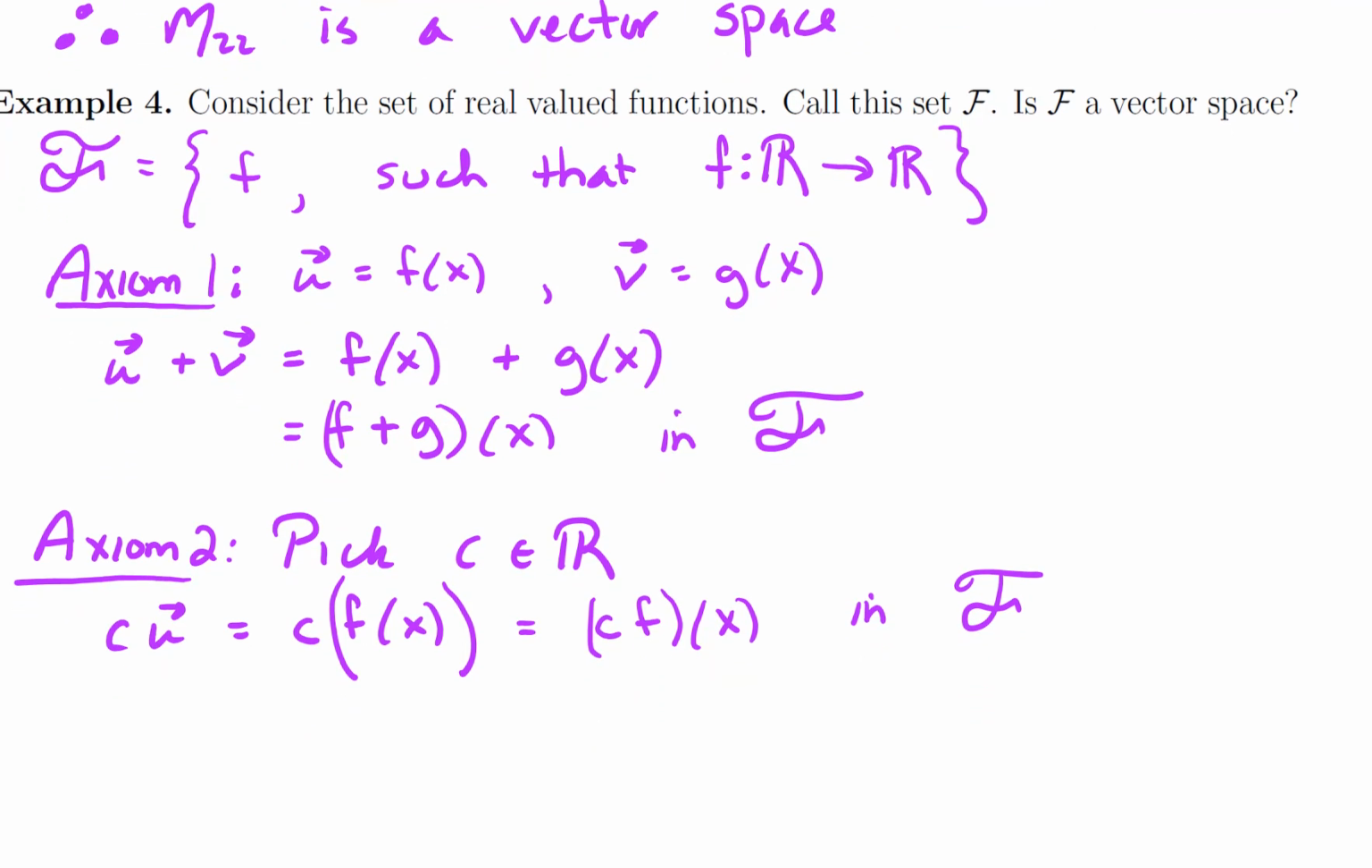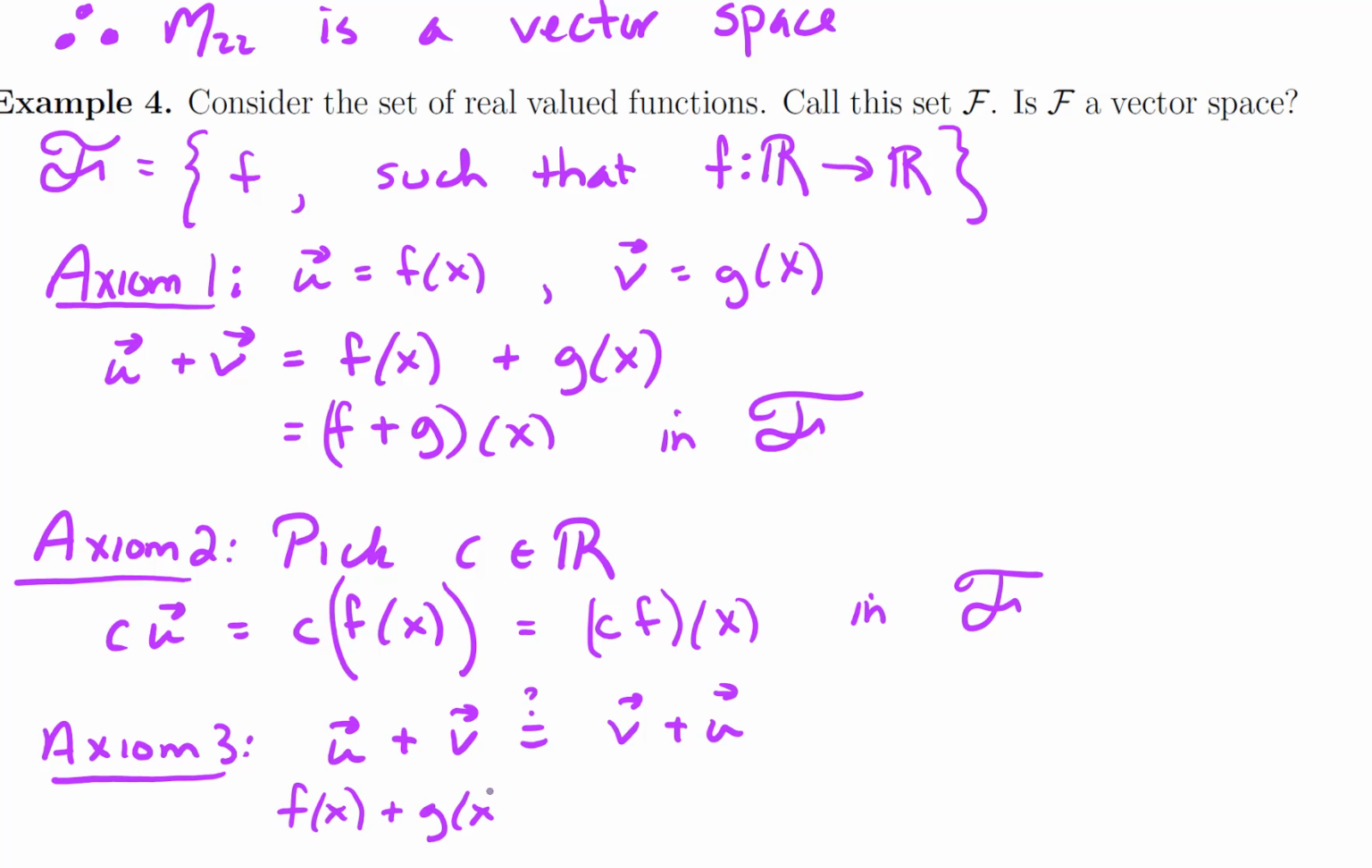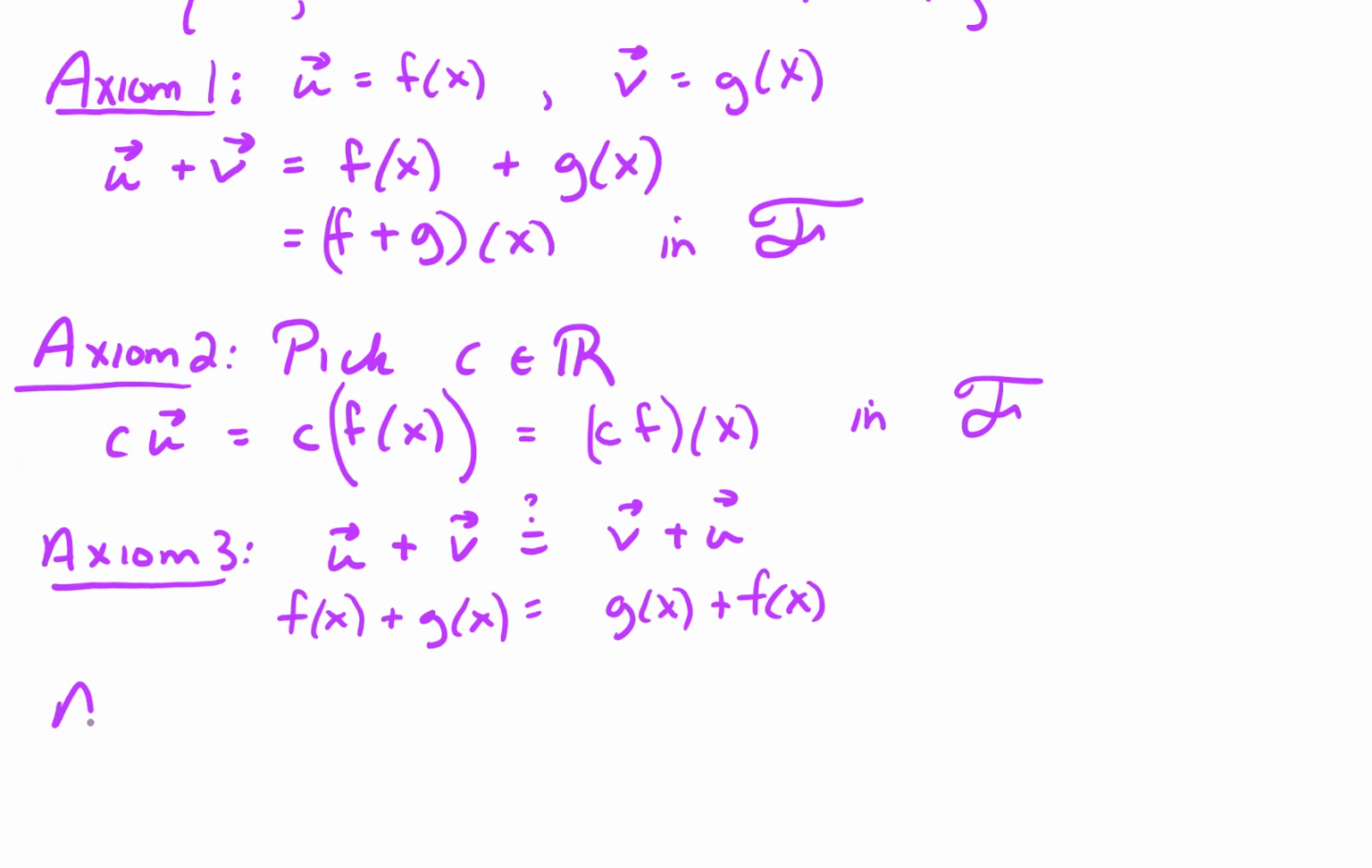Okay, some other axioms to verify. Is it true that u plus v is equal to v plus u? And that is certainly true because the addition of functions is commutative. And we get an associative property, which I won't put down the details. You could check that on your own.